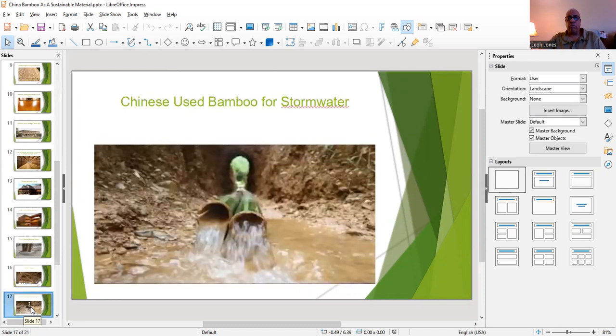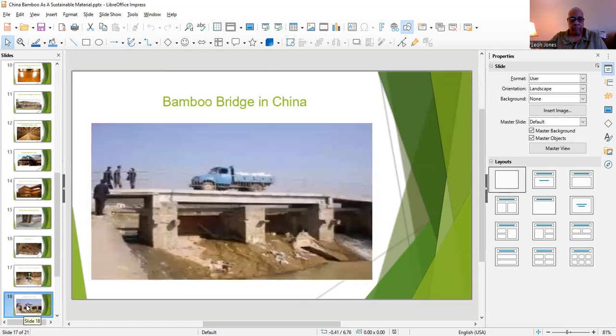I also told you that you can use bamboo for a piping system. This is a piping system. What it's doing, it's taking storm water and bringing it through what looks like an arch, or I call it a culvert, transporting water. You don't see any sedimentation in the water because it keeps the sedimentation out of the water. There's a bridge made out of bamboo.